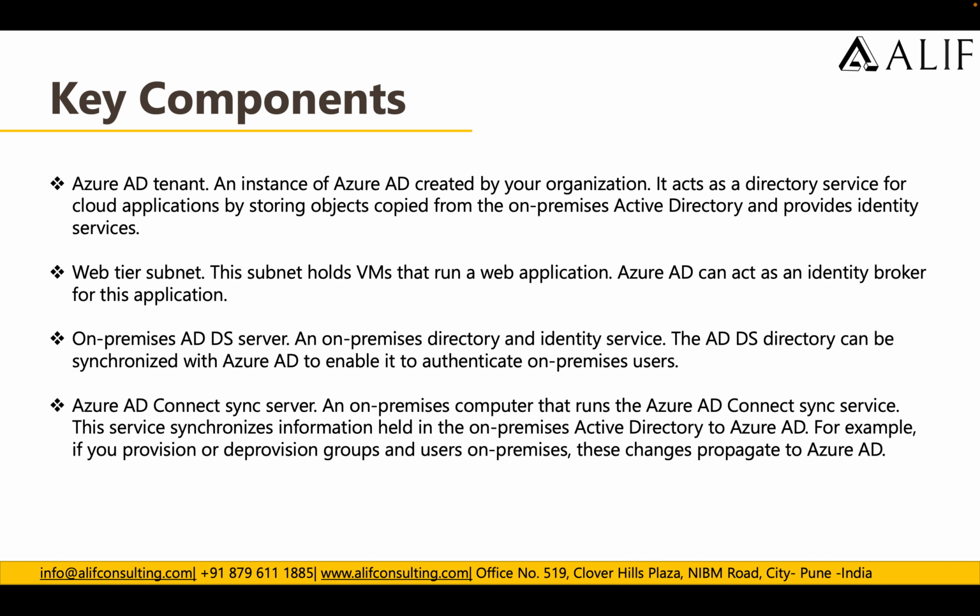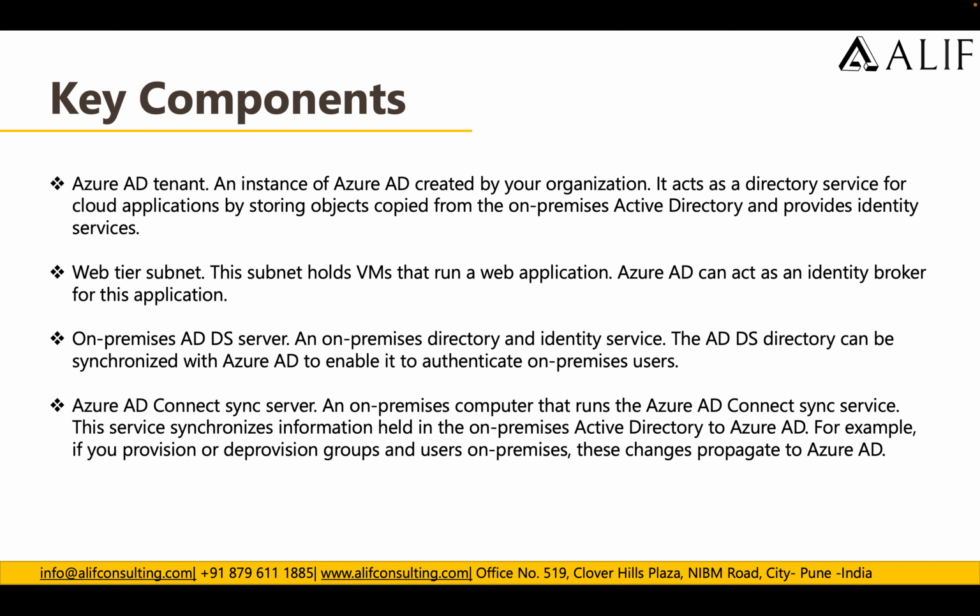Even if your customer already has an Office 365 subscription, used in their organization for email, Teams services or OneDrive, you can also use that Active Directory tenant and extend it to Azure, and then from there you can have users replicated from your on-premise. Then there is the subnet where the VMs have been deployed for the web application, and the on-premise Active Directory Domain Service, which is basically a directory service and identity service.